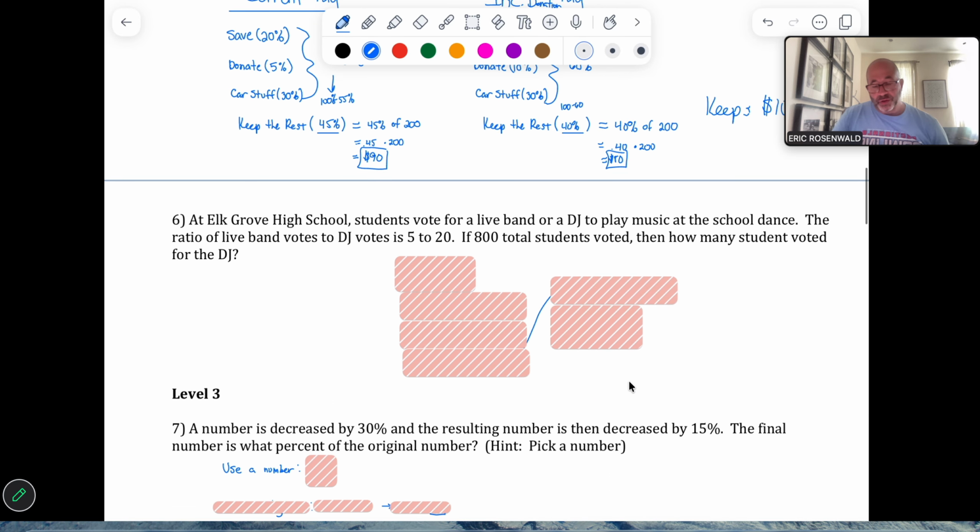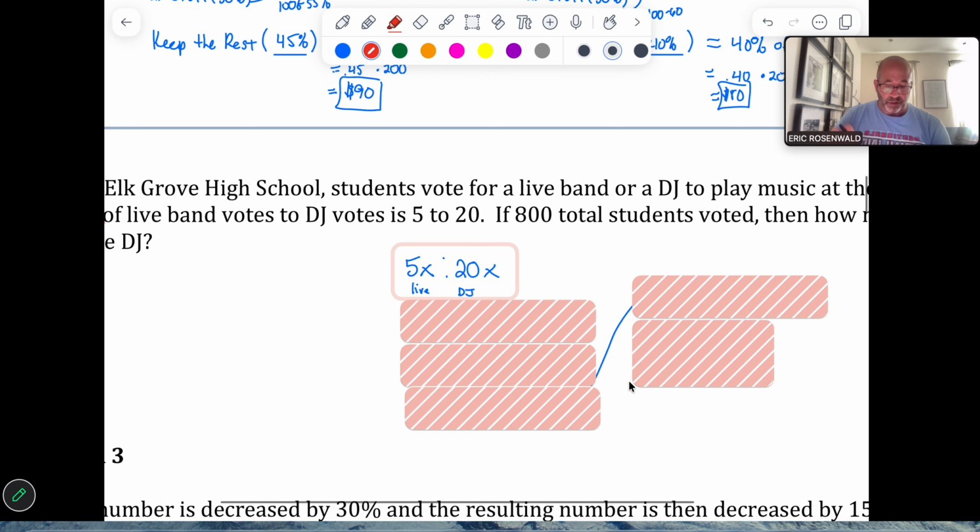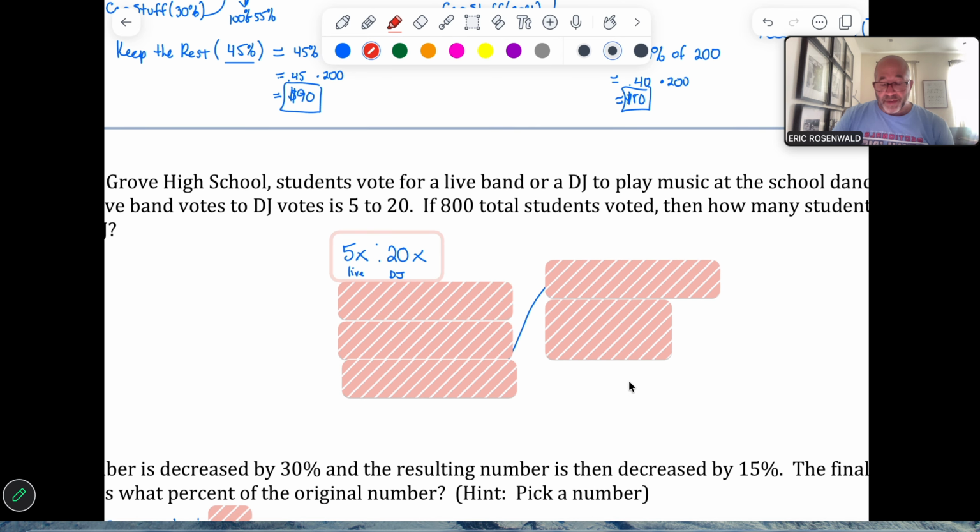Number 6, at Elk Grove High School, students vote for a live band or a DJ to play music at the school dance. Ratio. Okay, so pay attention to what we said here. We're talking about a ratio here. The ratio of live band to DJ is 5 to 20. So what that tells us right there alone is that this is going to be 5x to 20x. Anytime they ever say a ratio, and you'll see this in geometry stuff too, when they say the ratio of the sides is 5 to 20, that always implies that there's some sort of multiplier that's taking place. Okay, usually when we say a ratio, we're talking about smaller numbers versus larger numbers, and that's why the x is in there, because that implies larger numbers. Okay, so it's 5x to 20x.